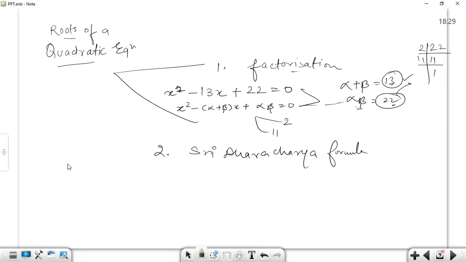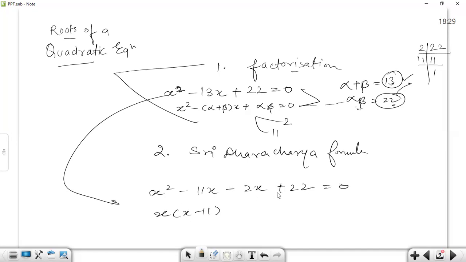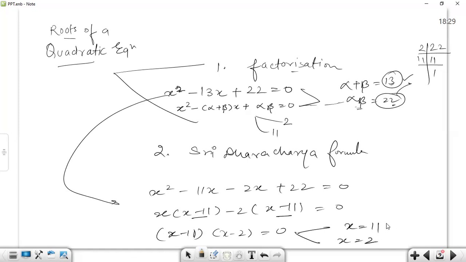If you need to find this, we do it in the traditional method. 13x can be written as 11x minus 2x plus 22 is equal to 0. Taking x common, x minus 11. Taking minus 2 common, x minus 11 is equal to 0. Now taking x minus 11 common, here is x, here is minus 2, equal to 0. So now x can be 11 or x can be 2.